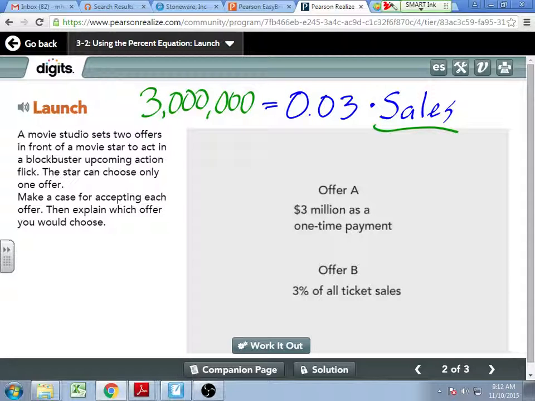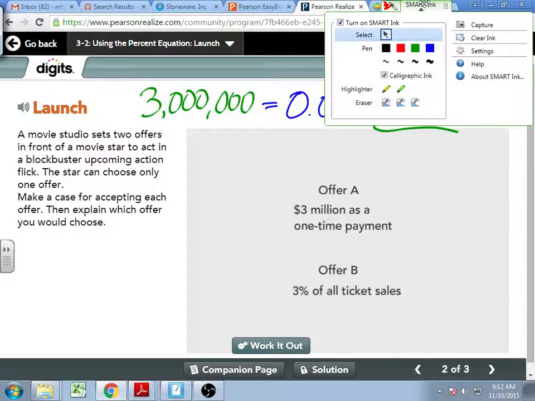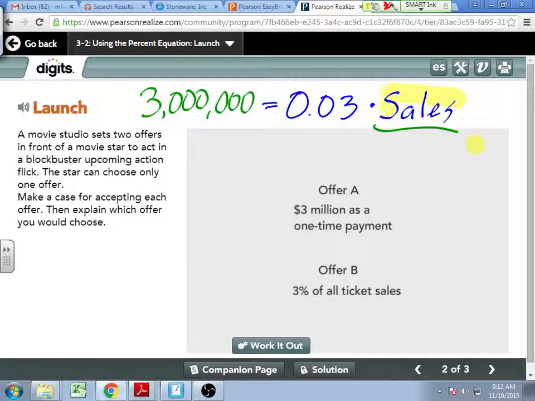Luke, do you know what we would need to do? You could divide the sales. Wouldn't we have to give it a number? We're looking for that number. So right now, we want to look at it like it's a variable. We can just say it's going to be S, but we want to get it by itself. Crystal? Ethan? Divide by 0.03 on both sides.